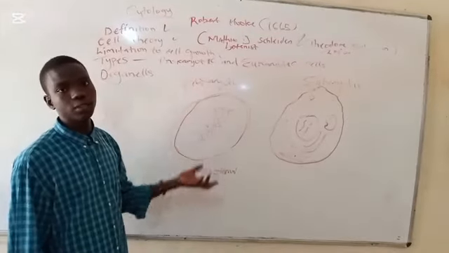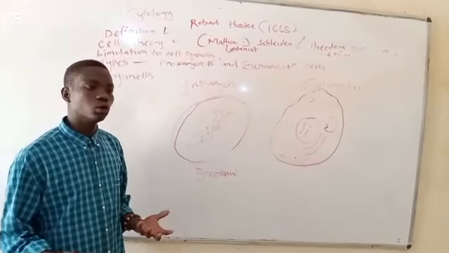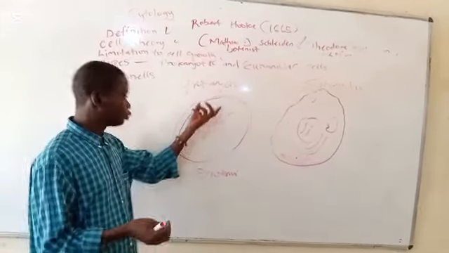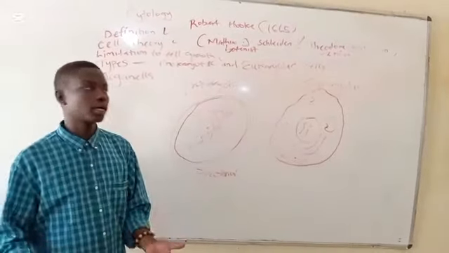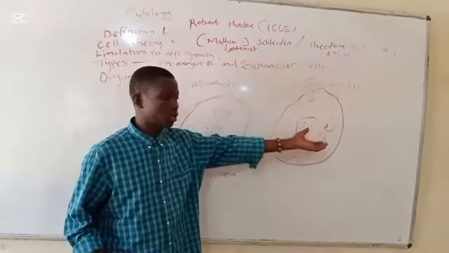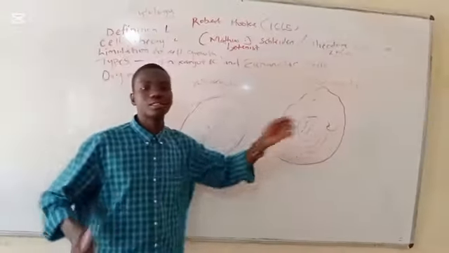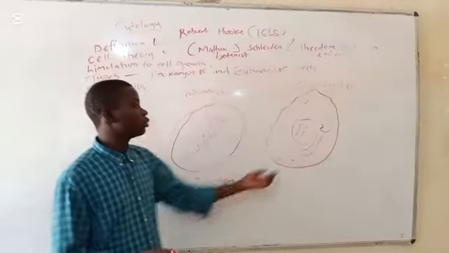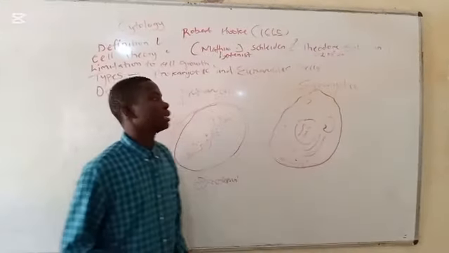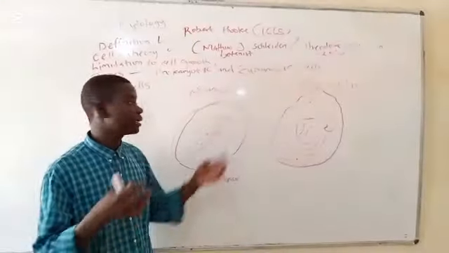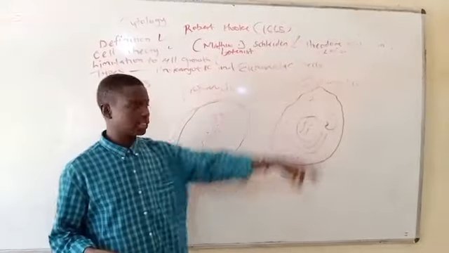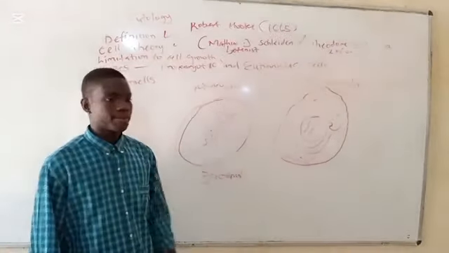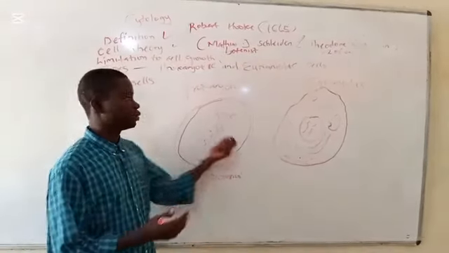So in prokaryotic, we say there are cells that lack a true nucleus and other organelles. While when it comes to eukaryotic, we're talking about cells that have a true nucleus and also possess organelles that undergo some specific actions within the cell. So that's basically that about the two types of cells.